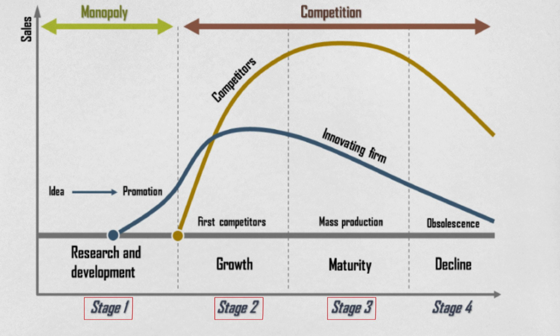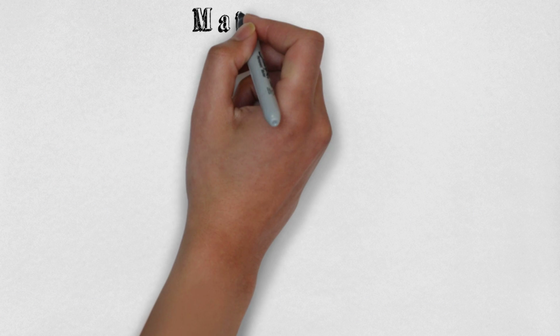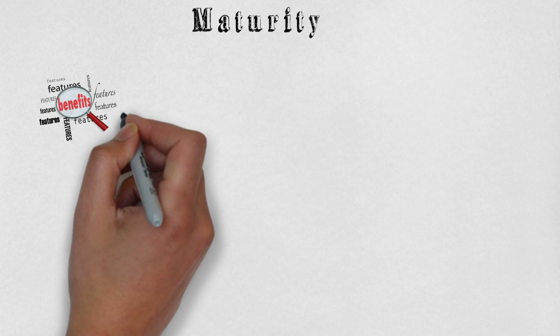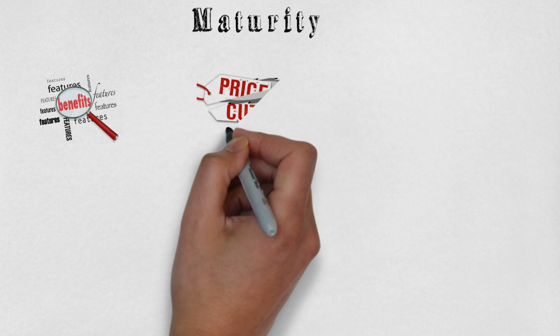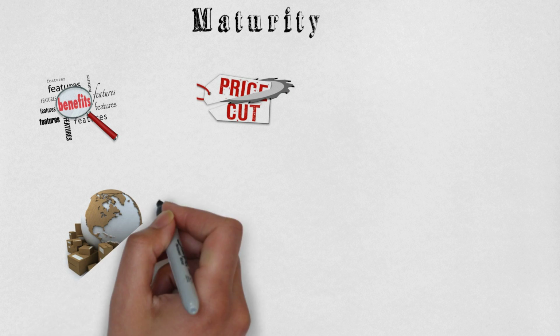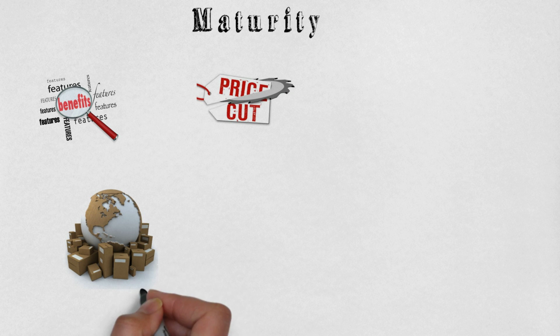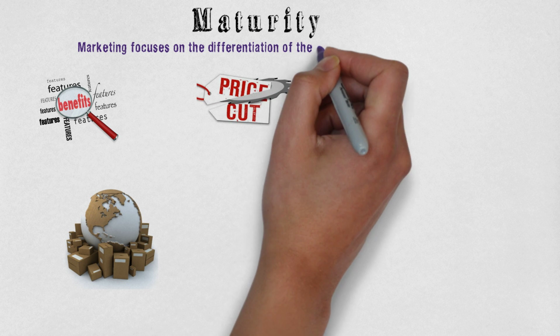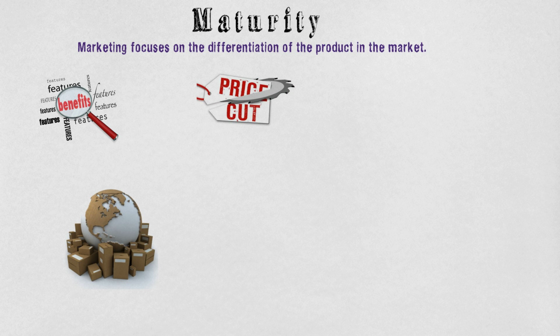Stage 3, maturity. Product features will normally be enhanced to enable strong differentiation of the product from competing products. Prices may have to be cut to ward off competitive threats. Distribution will become more intense and new incentives may be introduced to try and encourage sales versus competitors' products. Marketing focuses on the differentiation of the product in the market.